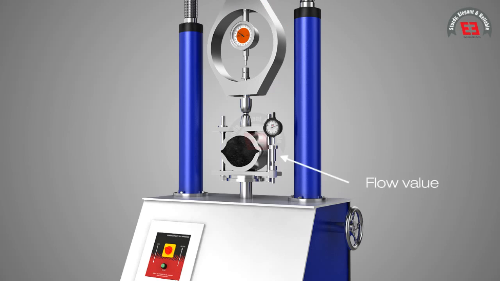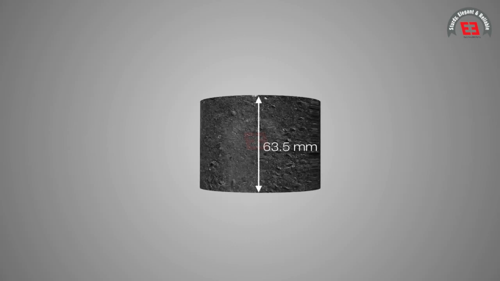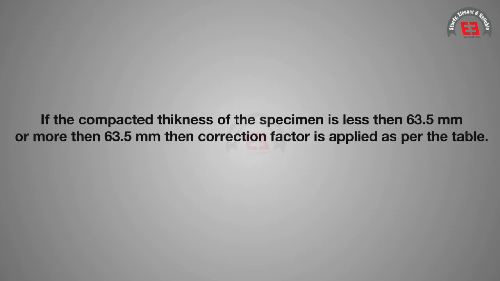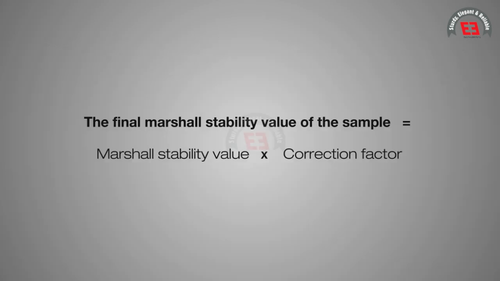The vertical deformation of the test specimen corresponding to the maximum load is recorded as the flow value and expressed in 0.01 mm. The test is carried out on sample of 63.5 mm of thickness. If the compacted thickness of the specimen is less than or more than 63.5 mm, then the correction factor is applied as per the table. The final Marshal stability value of the sample is equal to Marshal stability value multiplied by correction factor.